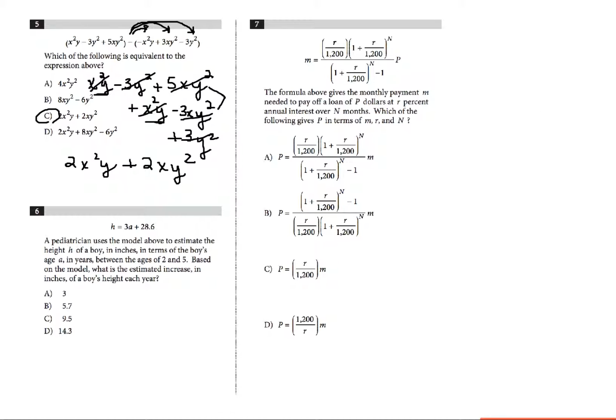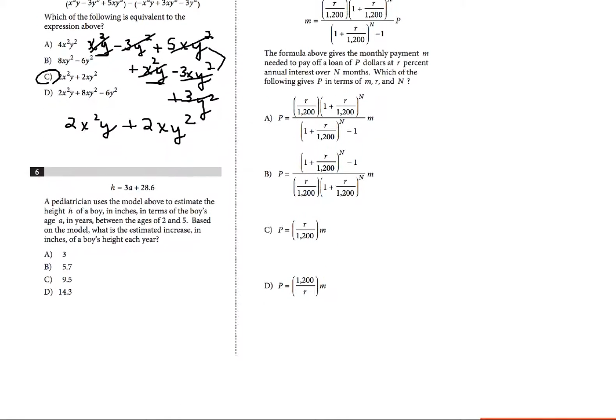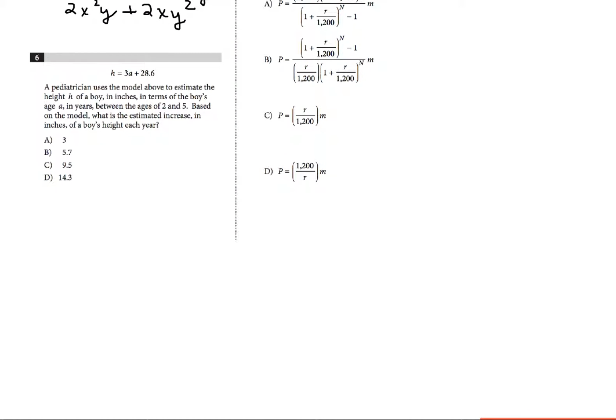Okay, number 6. A pediatrician uses the model above to estimate the height of a boy in inches in terms of the boy's age, A, in years between the ages of 2 and 5. Based on her model, what is the estimated increase in inches of a boy's height each year? This is a linear equation, so it's going to increase the same amount per year because the slope is going to stay the same. There's a couple different ways to do this.